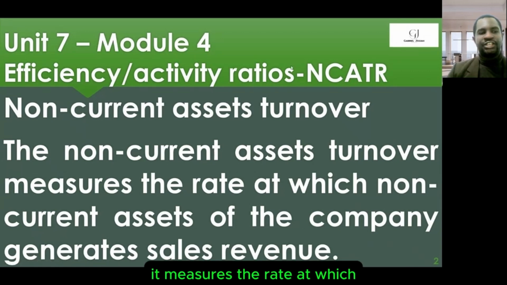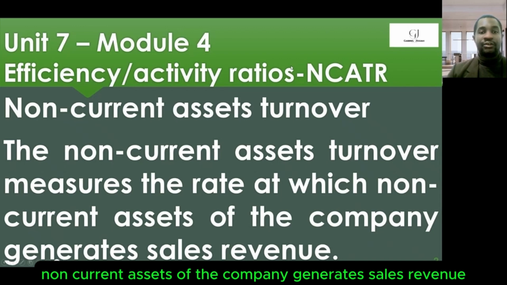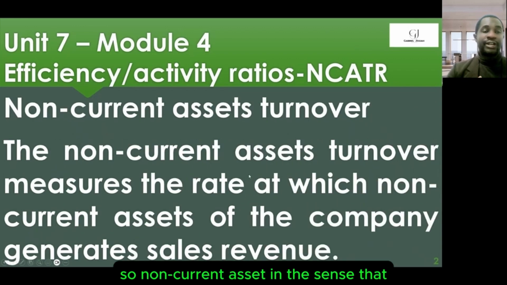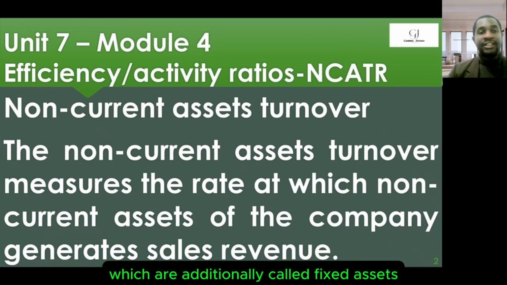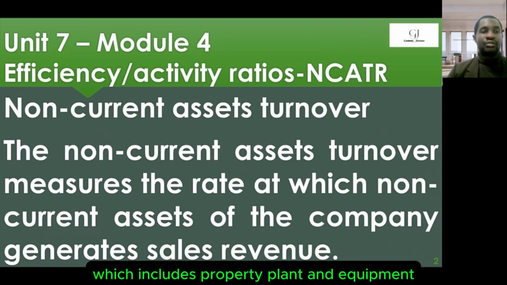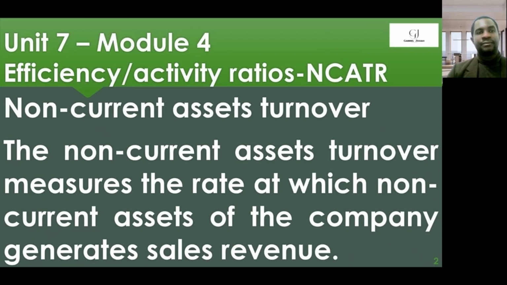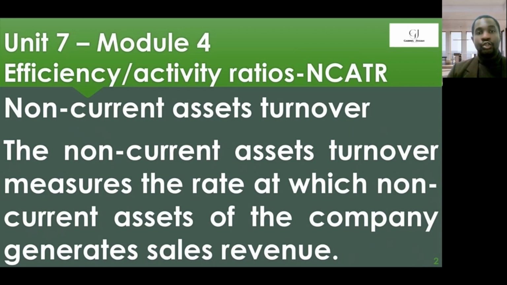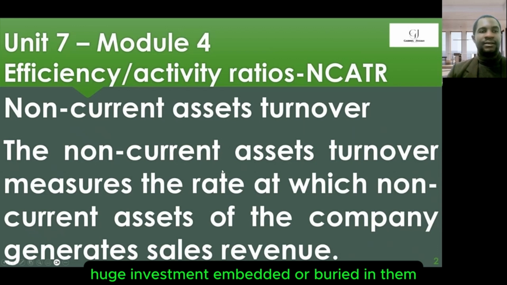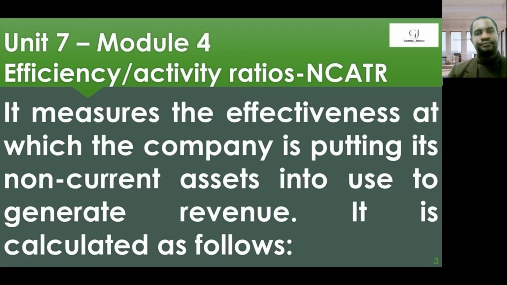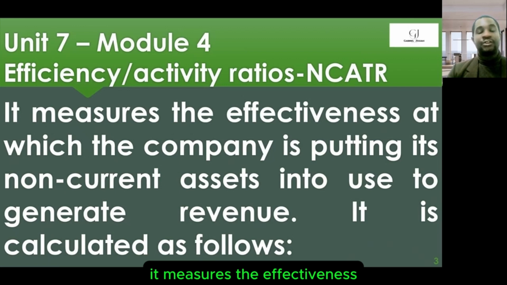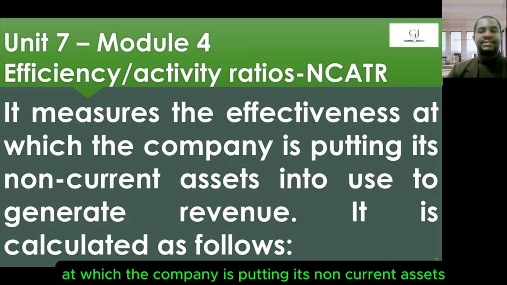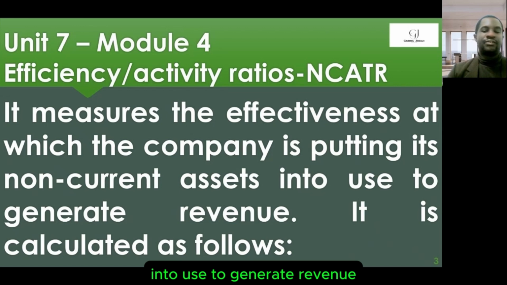It measures the rate at which non-current assets of the company generate sales revenue. So non-current assets are your long-term assets, which you traditionally call the fixed assets, which include property, plant, and equipment, tangible assets, and intangibles that have a longer lifespan, with huge investment embedded in them. It measures the effectiveness at which the company is putting its non-current assets into use to generate revenue.